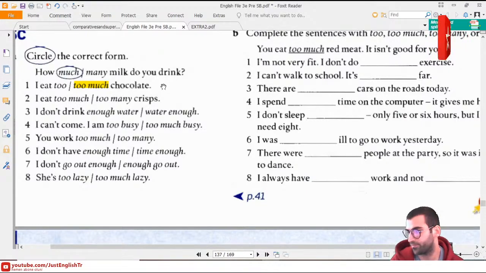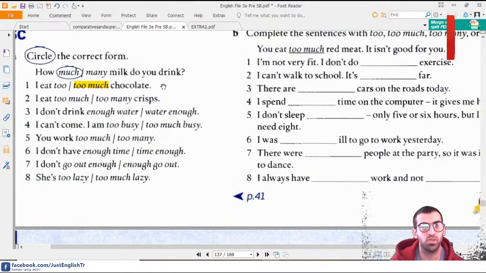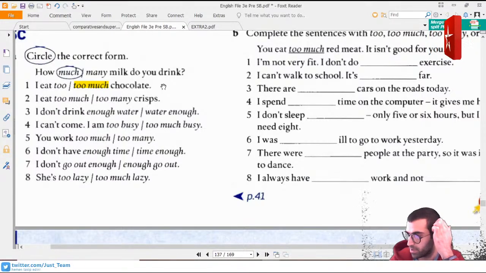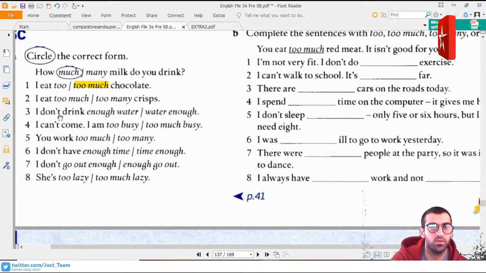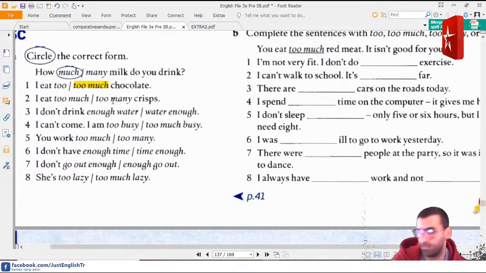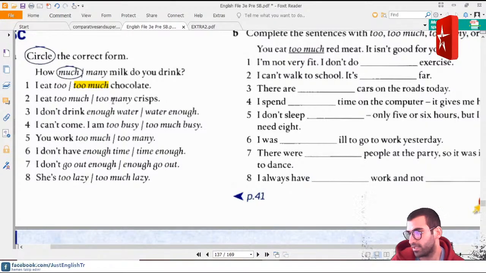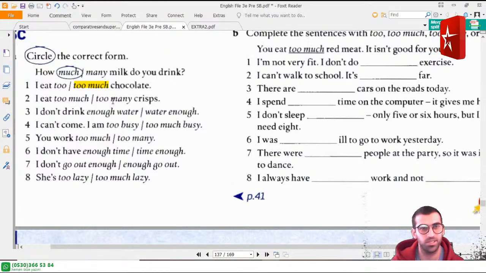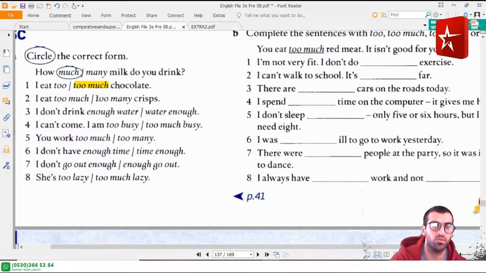Number 2, I eat too many or too much crisps. Which one is correct? We are talking about number 2. Too many or too much? Sıla and Azime, they wrote an answer to number 3, but we are talking about number 2. Number 2 is too many. Yes, too many is a correct answer for number 2.